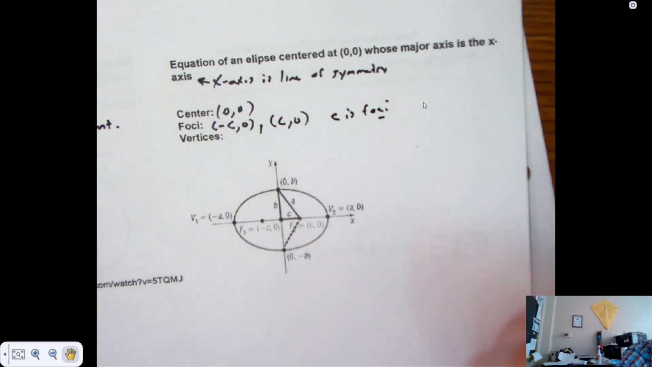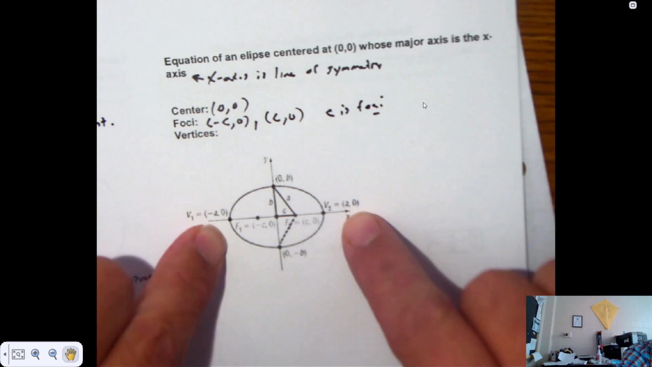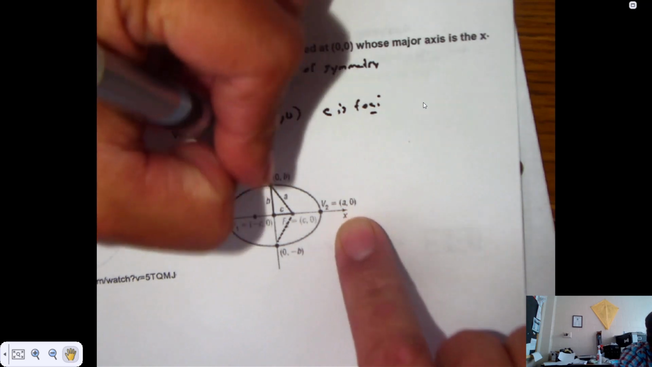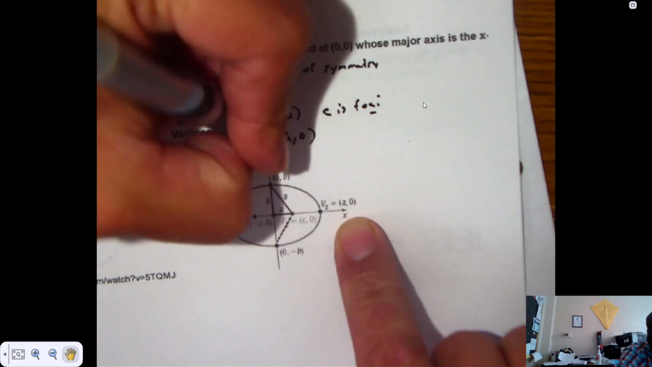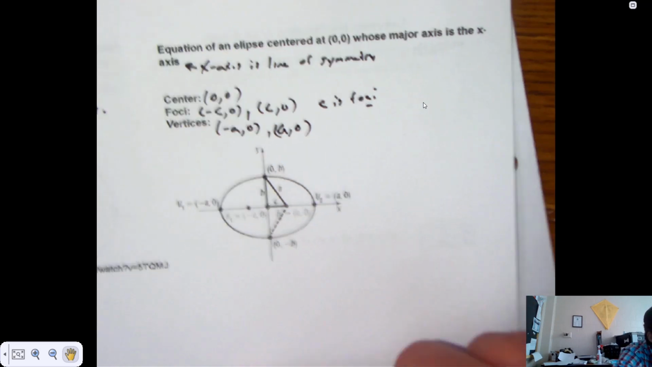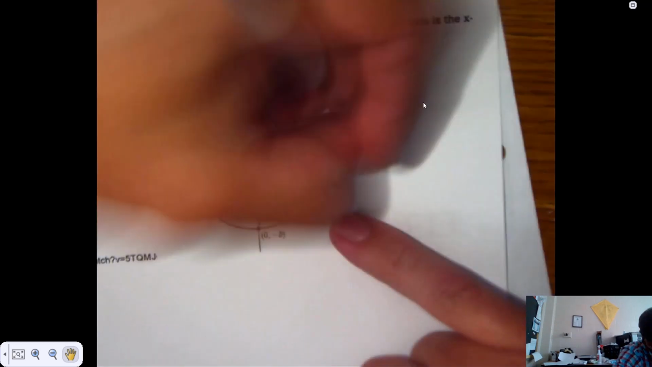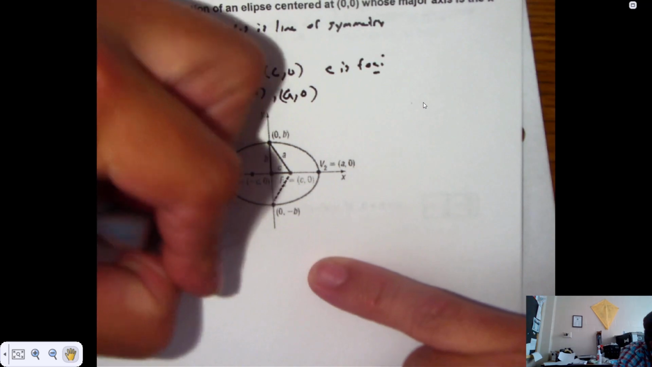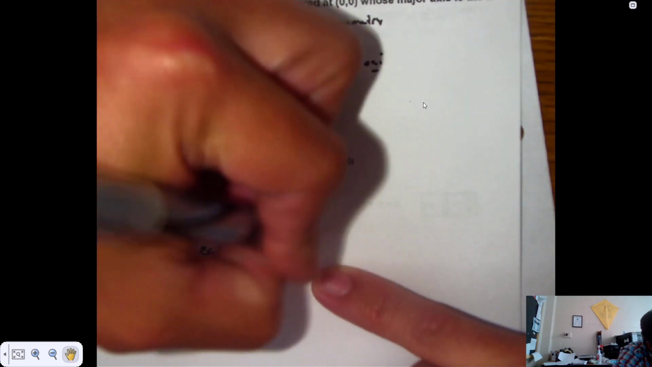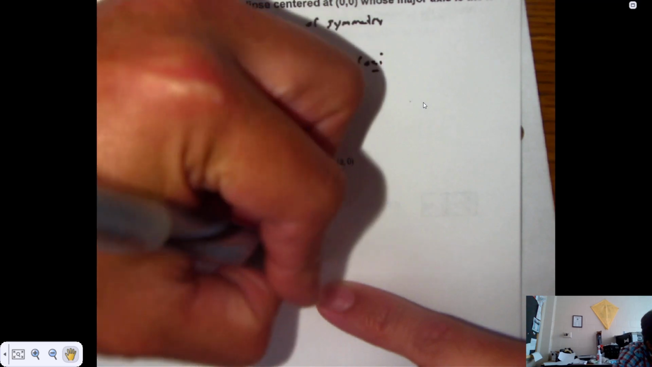Vertices, we use these guys right here along the major x-axis at negative a, 0 and at a, 0. Now, there's a form for the equation. The equation form itself is x squared over a squared plus y squared over b squared equals 1.